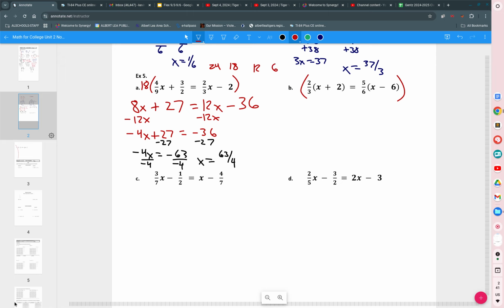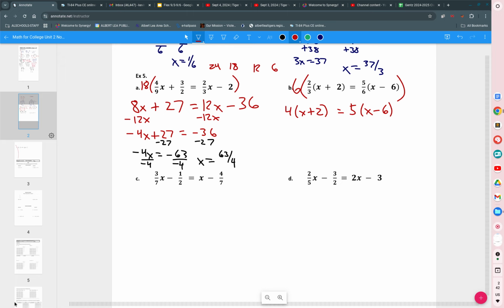Okay? The 3 and the 6, the common denominator would be 6. If you multiply by 12, that would be fine. 18 would be fine. But 3 and 6 are the ones in the denominator, and they both divide into 6. Everybody agree? So I'm going to multiply through by 6. 6 divided by 3 is 2 times 2 is 4. So I take the 4 and distribute it through. 6 divided by 6 is 1 times 5 is 5. So I distribute 5 through.